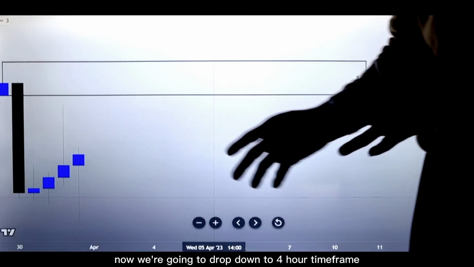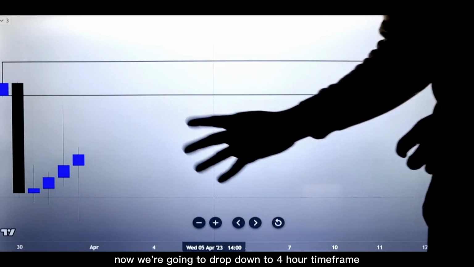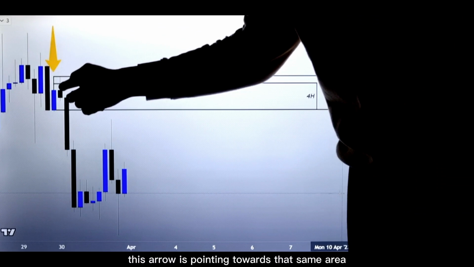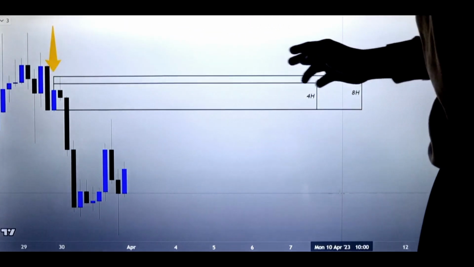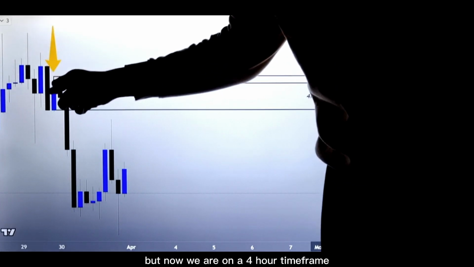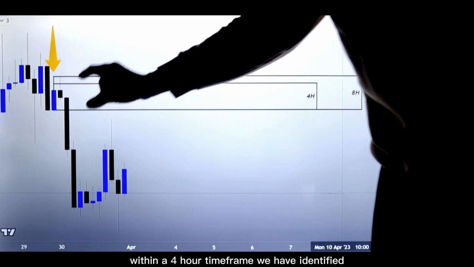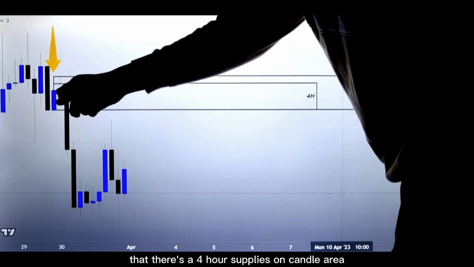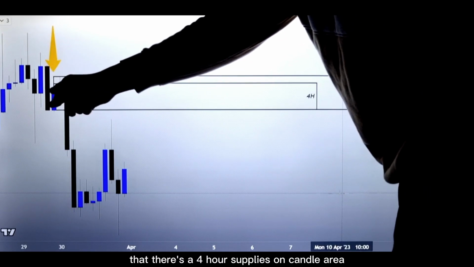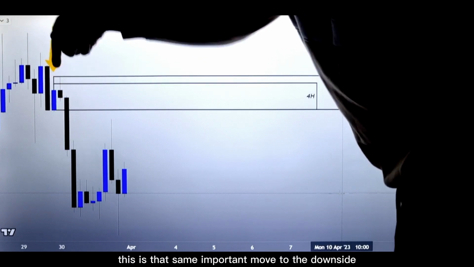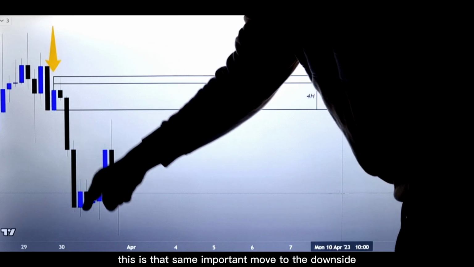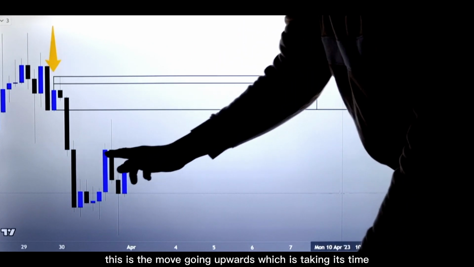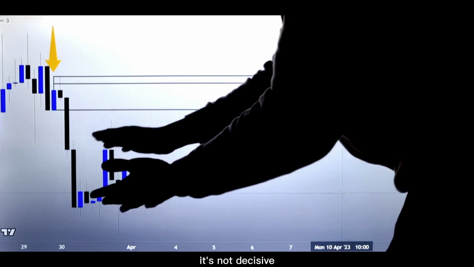Now we're going to drop down to 4-hour time frame. So as you can see, this arrow is pointing towards that same area, but now we are on a 4-hour time frame. Within the 4-hour time frame, we have identified that there's a 4-hour supply zone candle area. This is it right here. This is that same impulsive move to the downside. This is the move going upwards, which is taking its time. It's not impulsive, it's not decisive.